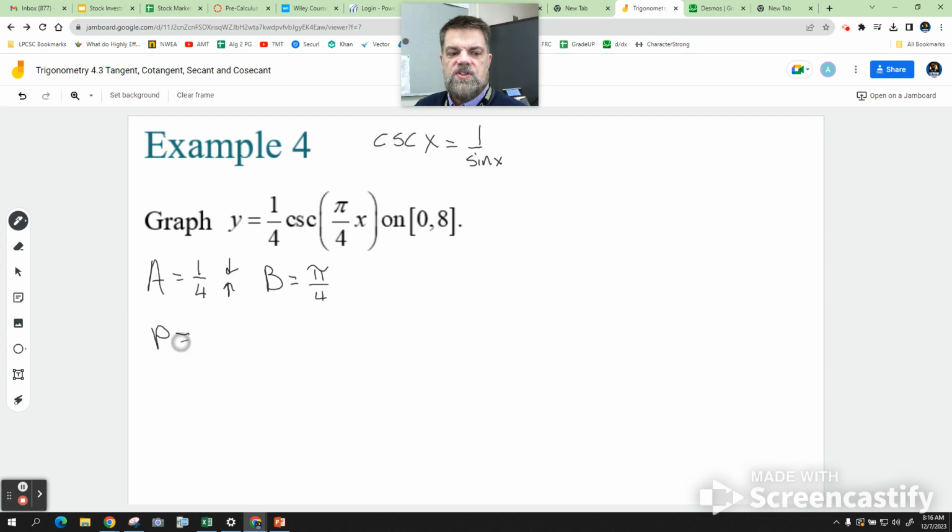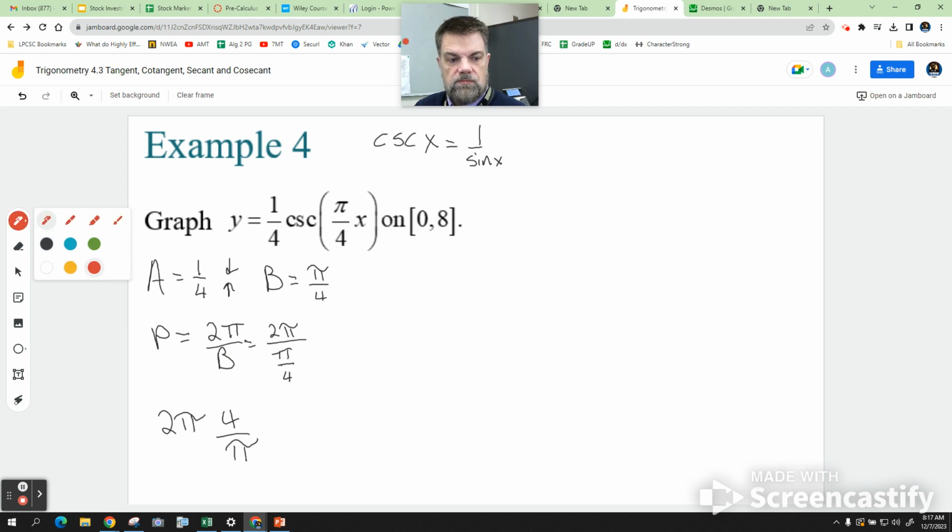Because this is the reciprocal of sine, remember that the period of sine is 2 pi. And then we're going to divide that by b, which is 2 pi divided by pi over 4. Remember, that's the same as multiplying by the reciprocal, which is 4 over pi. The pi's will cancel, and we're left with just 8. So the period is 8.